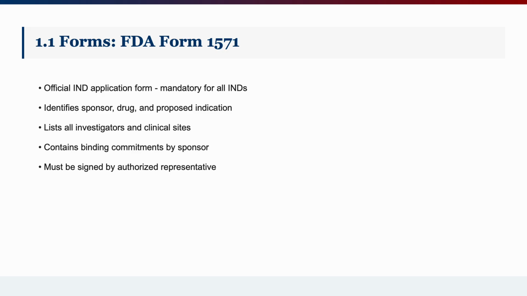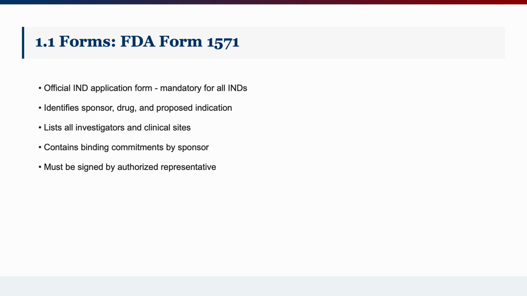Second, the form identifies the drug you're studying. You'll need to provide the chemical name, code name, and proposed proprietary name if you have one. Third, and this is crucial, the form lists all the clinical investigators who will be participating in your studies. Each investigator needs to have a complete FDA Form 1572 on file, which we'll discuss shortly.